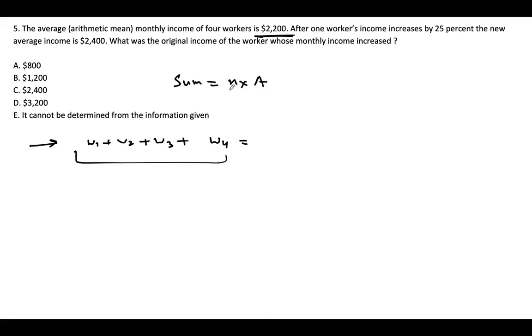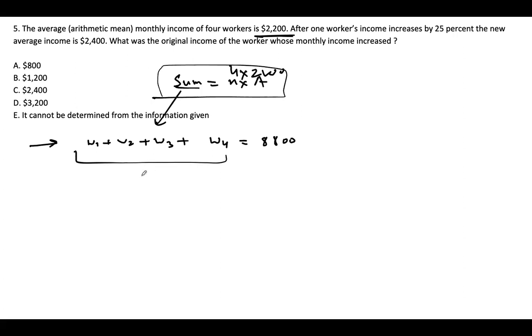The average monthly income of 4 workers is $2200. Let's say W1, W2, W3, W4. So what will be the sum? If the average is 2200, the sum is the number of samples into average, 4 into 2200, which is 8800.